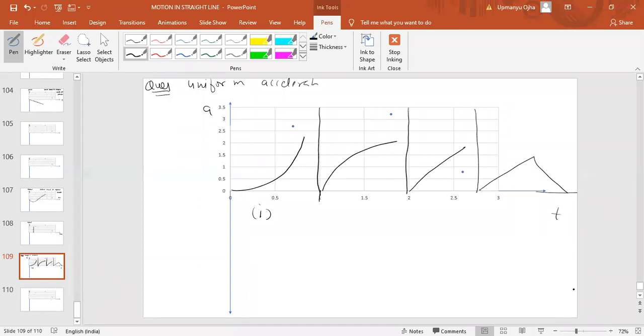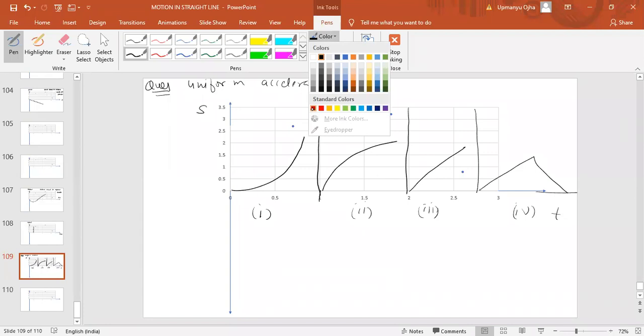Okay, which will represent the uniform acceleration? First, second, third, or fourth? Tell me. Uniform acceleration. Third graph. It is acceleration versus time graph. No, no. It is displacement versus time graph. Okay, sorry. Displacement versus time graph, then which graph is possible? First one, yes. For displacement versus time graph, for uniform acceleration, this is the graph correct. Okay, so first graph is correct.